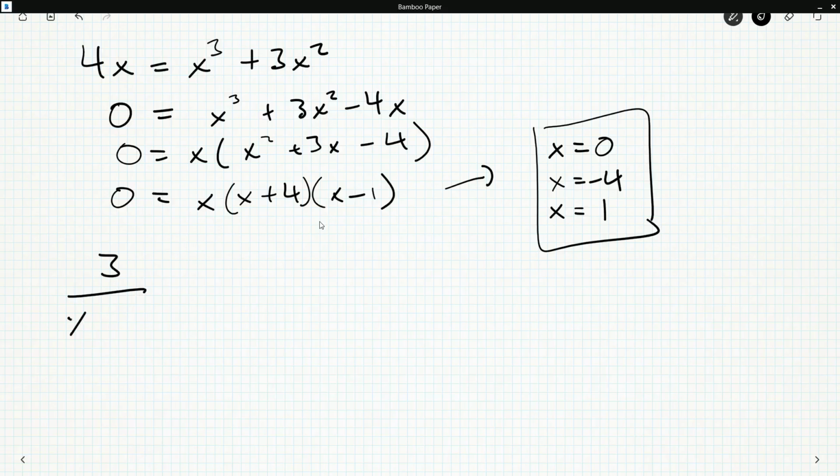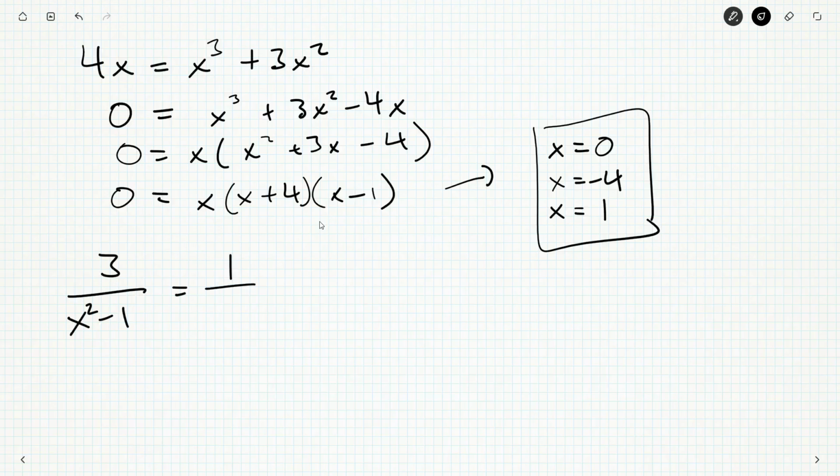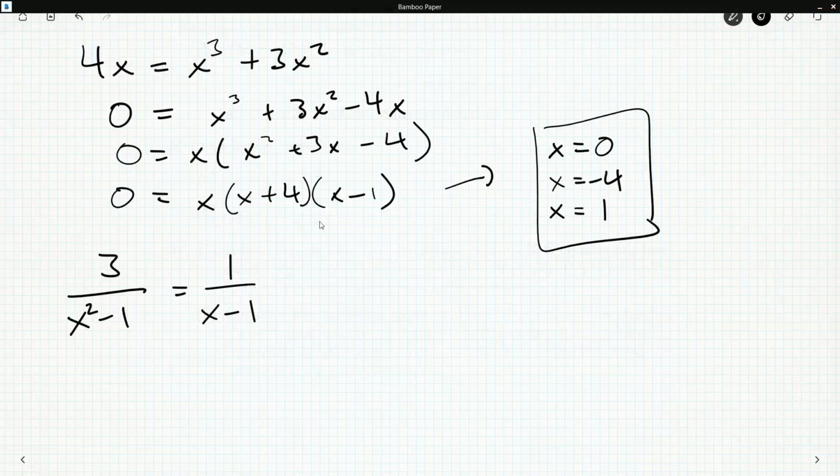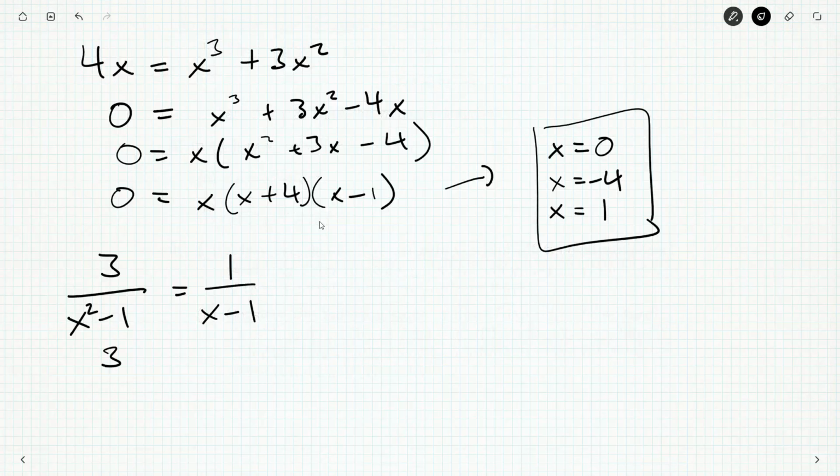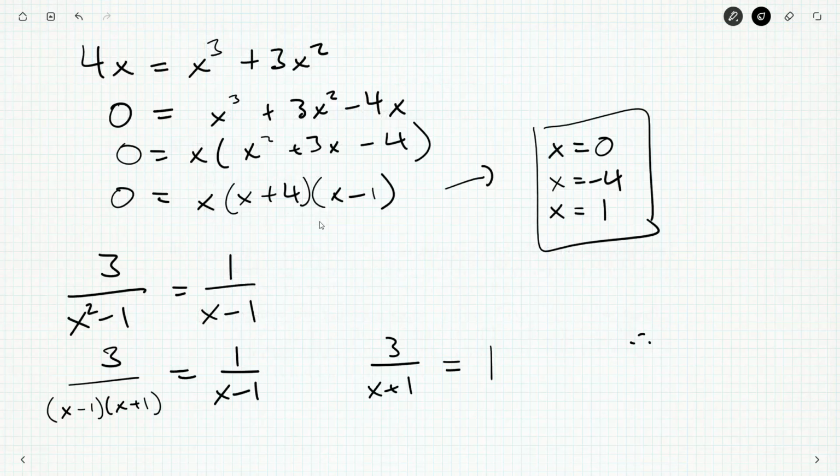Okay, so I'm noticing the difference of squares on the bottom there. All right, so let's multiply both sides. Well, first let's rearrange and say x minus 1, x plus 1. So we'll just rewrite this difference of squares. But now let's multiply both sides by x minus 1. We'll be left with 3 over x plus 1 is just 1. So x plus 1 is 3, and that tells me that x is equal to 2.